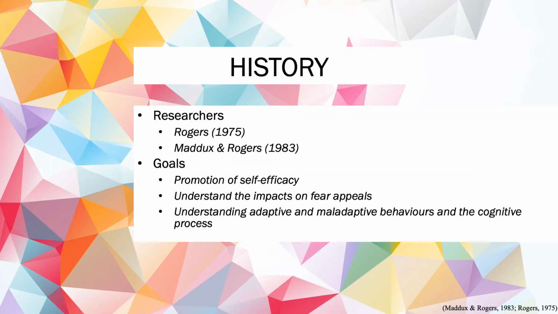So this theory was developed first by Rogers in 1975 and later developed a revision with Maddox and Rogers in 1983. The theory comes from the promotion of self-efficacy and trying to promote an understanding of the impacts of fear appeals, coming from the implication that we don't know enough about maladaptive behaviors and how the cognitive process of these behaviors come about. So, how does the theory work?